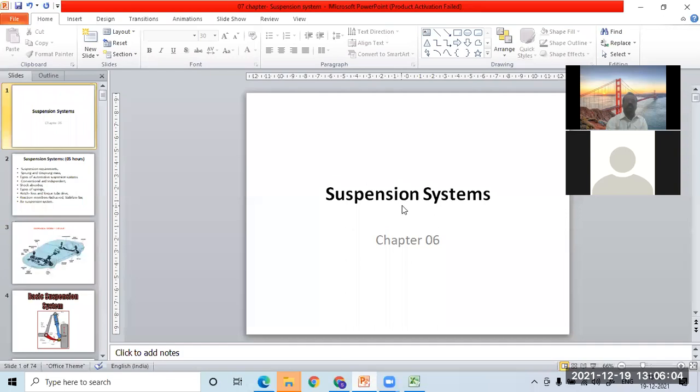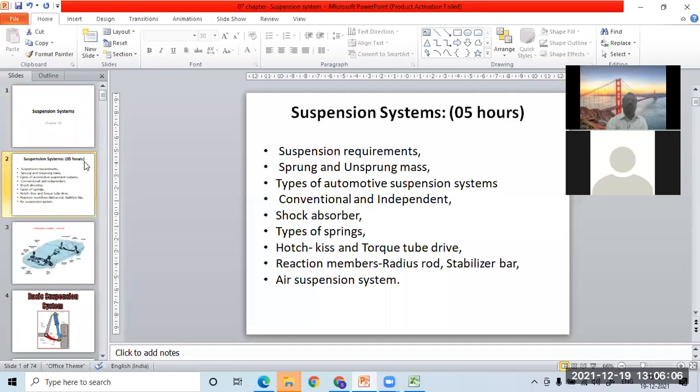So for the suspension chapter, as seen in the syllabus, we have almost 5 hours dedicated to this chapter. 4 to 5 hours will be required, out of which 1 hour we have already discussed. Now 3 to 4 hours will be required. So let us see how we are going to proceed.